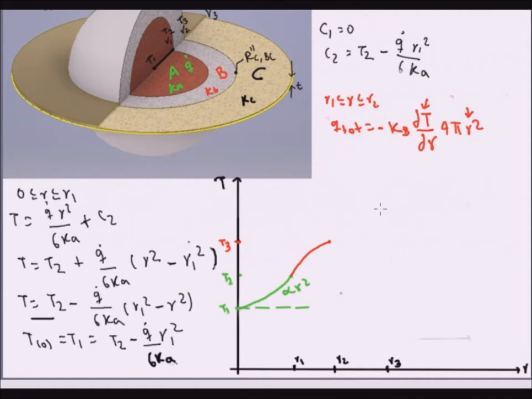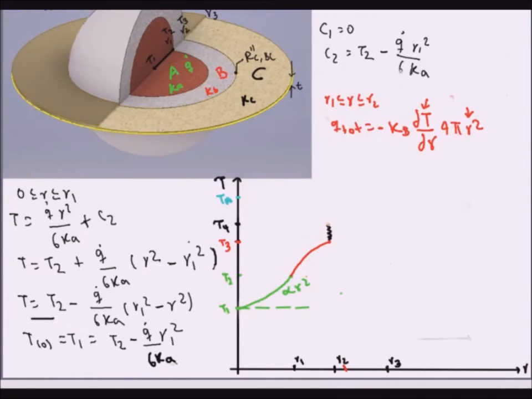Okay, so now at R2 there is a contact resistance between the fin and the sphere, and the contact resistance is expressed as a temperature drop at the same radius. So I'm going to draw it in black, and we can label this as T4, and there is a contact resistance at the interface, and it occurs at the same radius, but this is part of material C now.